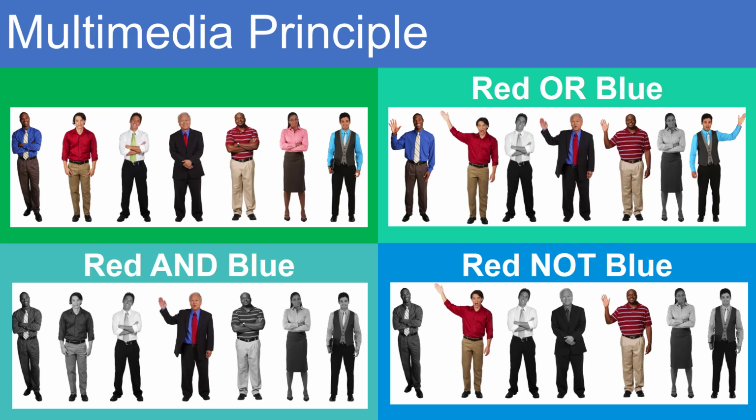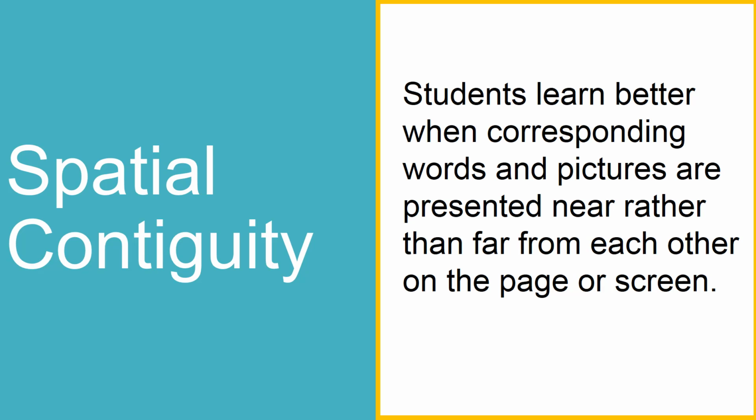So just to review, the last principle, coherence, wanted us to eliminate any unnecessary information. And now this principle, the multimedia principle, wants us to add relevant graphics. So eliminate the unnecessary and add the relevant. Up next, we have the spatial contiguity principle that states, students learn better when corresponding words and pictures are presented near rather than far from each other on the page or screen. So spatial contiguity items need to be together in space.